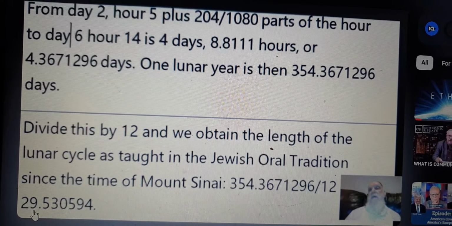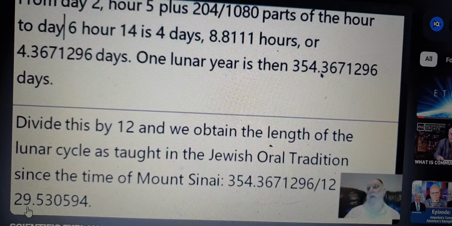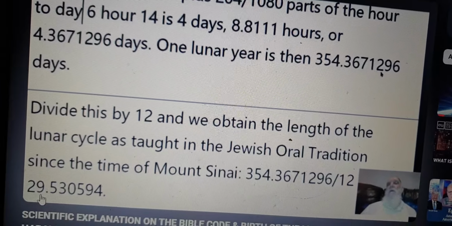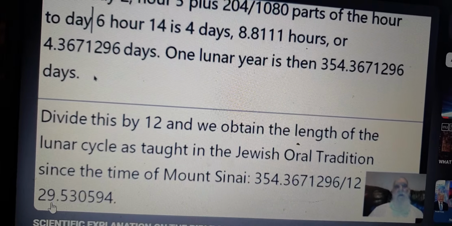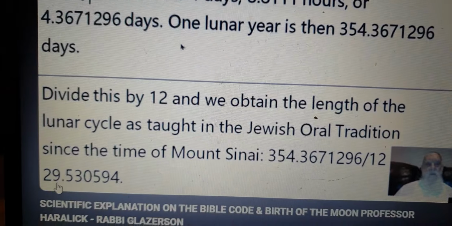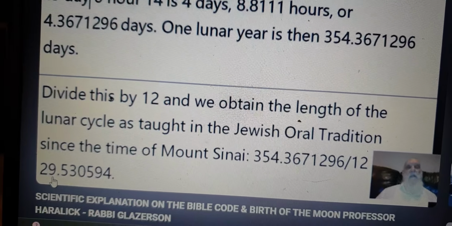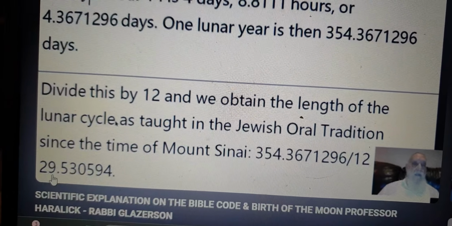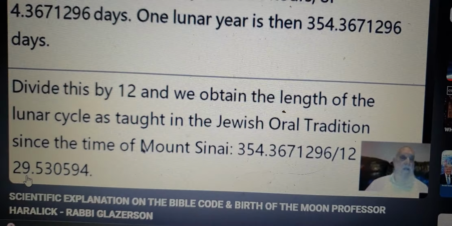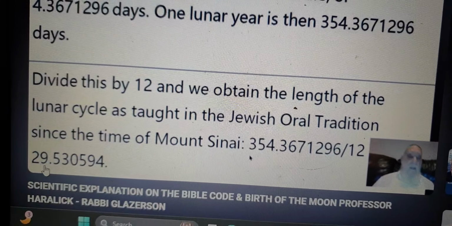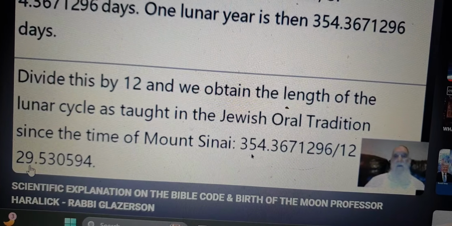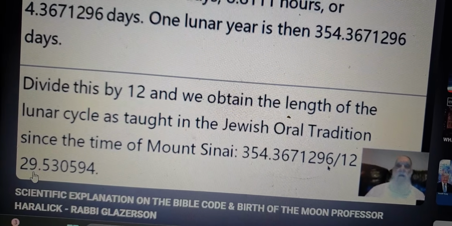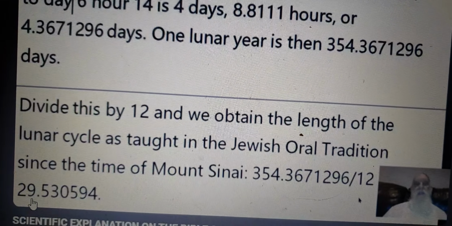One lunar year is 354 days, and 3, 6, 7, 1, 2, 9, 6 from the day. All these work out according to the number we saw before. Divide this by 12, and we obtain the length of the lunar cycle as taught in the Jewish oral tradition. Since the time of Mount Sinai, this was the number of days, 354 days, 3, 6, 7, 1, 2, 9, 6, and 12. Each month was this.